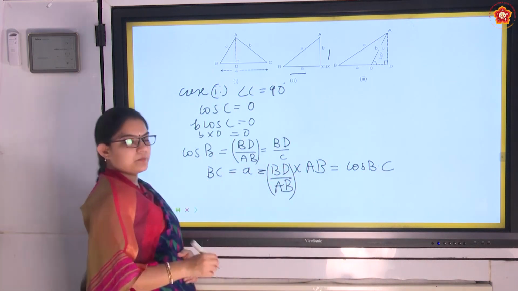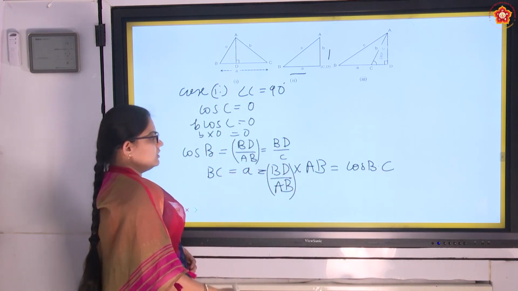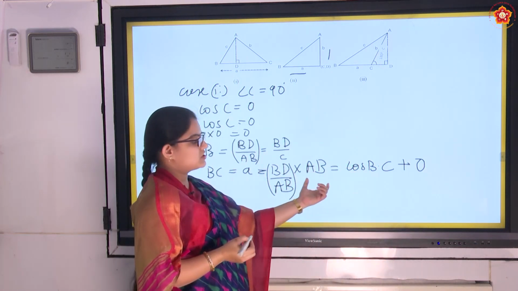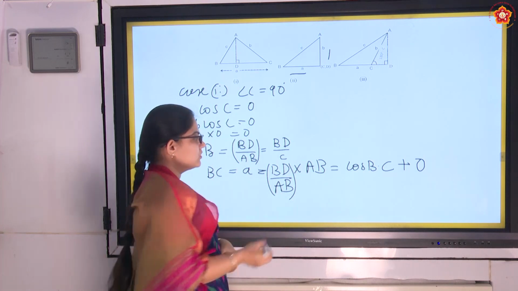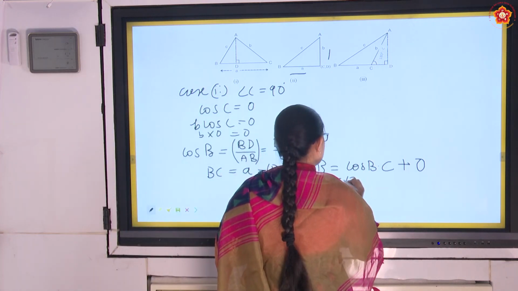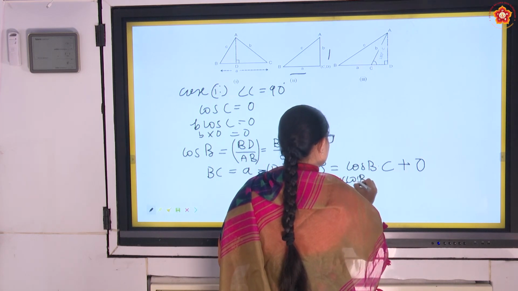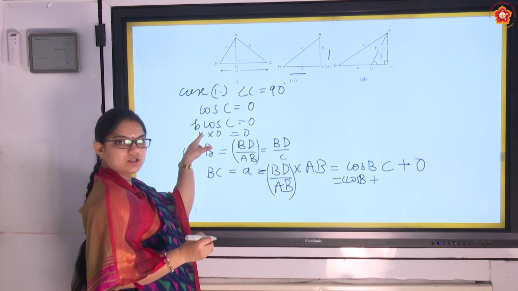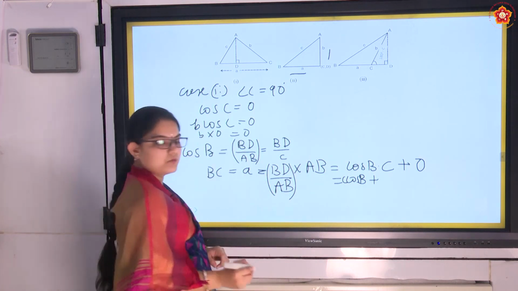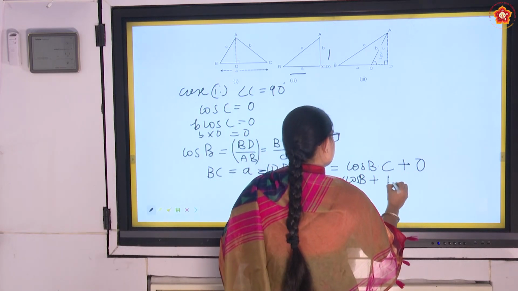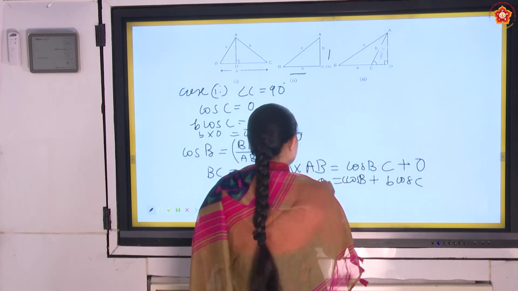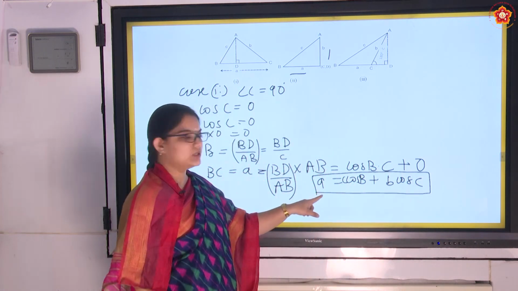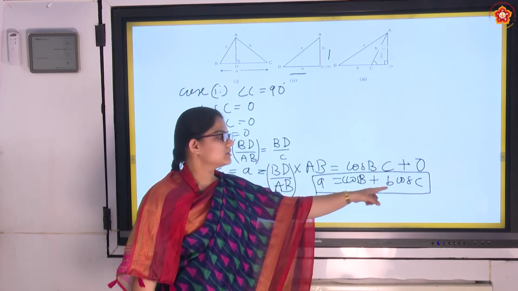So, C cos B we got, that is BC, and we can write that plus 0. The value is unchanged if you add 0. And instead of 0, I can write B cos C, because here B cos C is also equal to 0. So, I am replacing 0 by B cos C. So, we got BC, that is A, which is equal to C cos B plus B cos C.